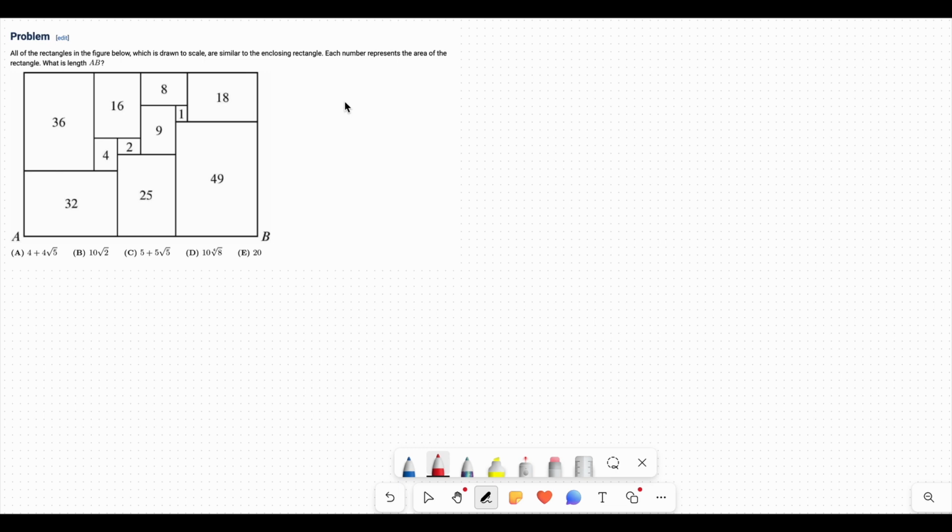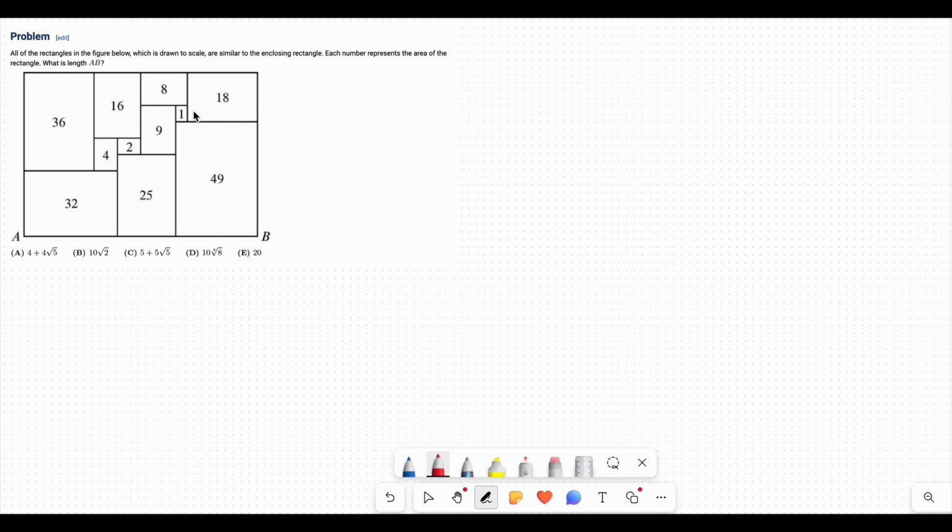So, first of all, let's read the question. All of the rectangles in the figure below, which is drawn to scale, so technically, if you know how to compute these or estimate these, you could just use a ruler, are similar to the enclosing rectangle. So they're all similar to this big rectangle, which means they're all similar to each other. Each number represents the area of the rectangle.